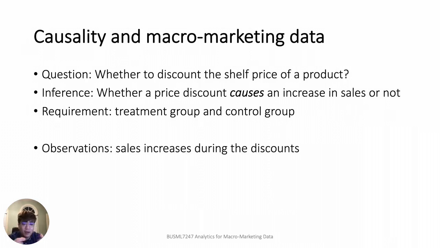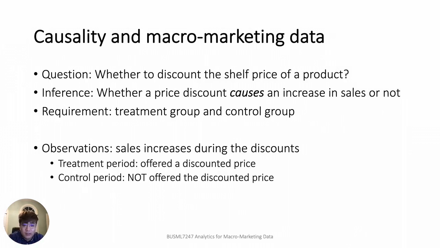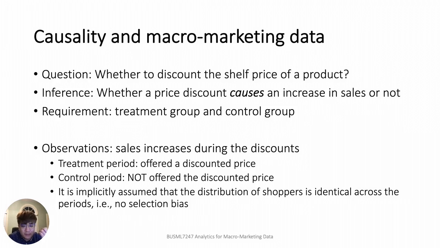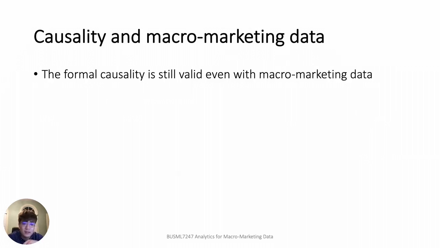And suppose that we found sales increases during the discount. That is, the period with the discounted price serves as the treatment period, and the other period becomes the control period. And it is implicitly assumed that the distribution of shoppers is identical across the periods, implying that there is no selection bias.